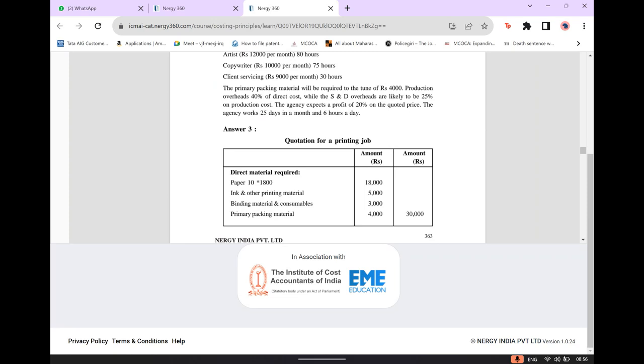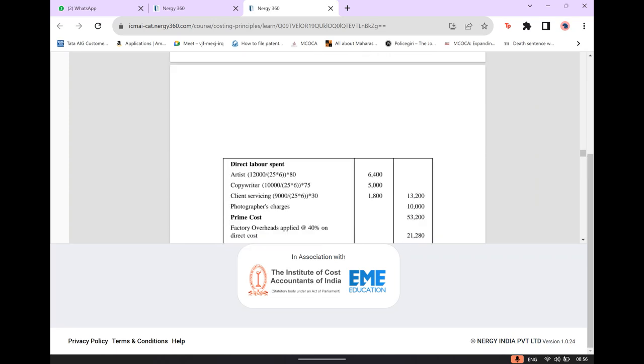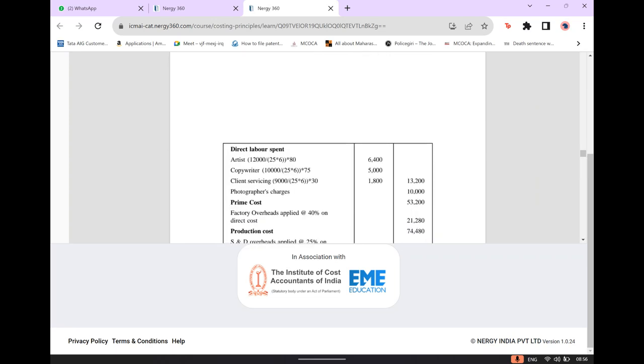So direct material, very straightforward. 1,800 into 10, 18,000. Ink and printing material, 5,000. Binding material and consumables, 3,000. And primary packing material, 4,000. So my direct material cost is 30,000. So coming to the direct labor cost.